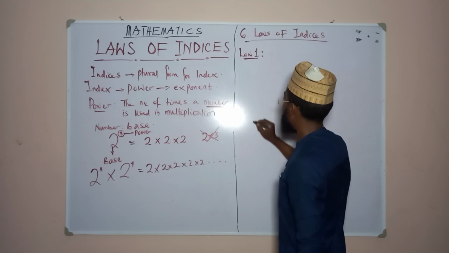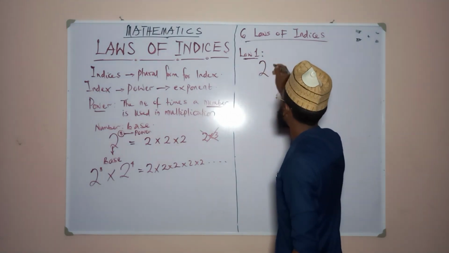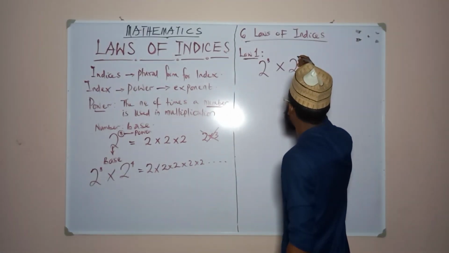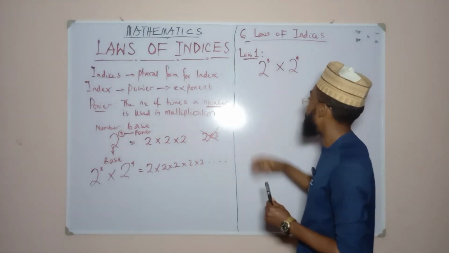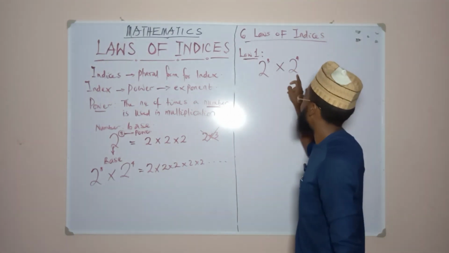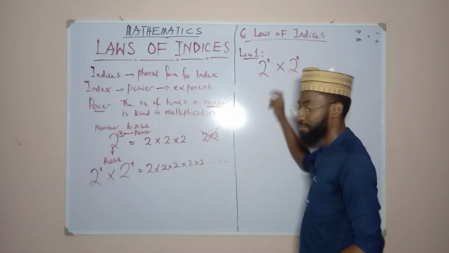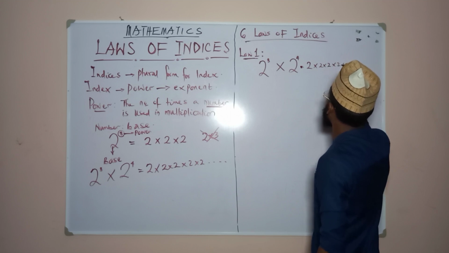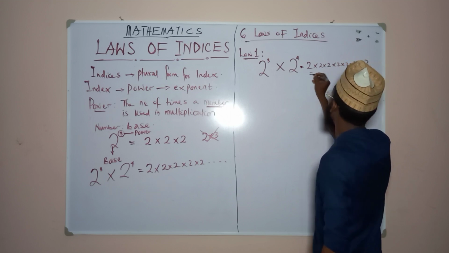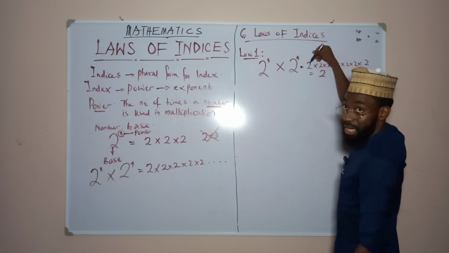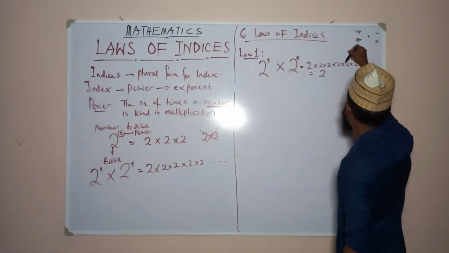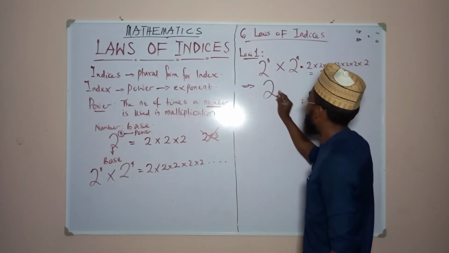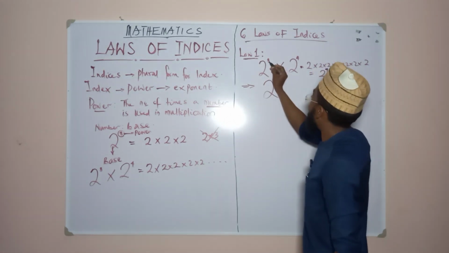The first law says, when you have a number raised to a power and is being multiplied by another number that is raised to another power, they must be of the same base. So when 2 numbers of the same base are being multiplied together, rather than doing 2 times 2 times 2 times 2 times 2 times 2 times 2, of course you have to count the number of 2's you have here, 1, 2, 3, 4, 5, 6, 7, to give you 2 raised to power 7. Law 1 says, just write down the base, which is the number, and add the powers.